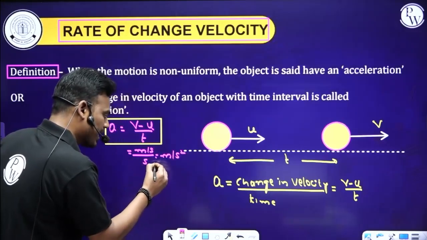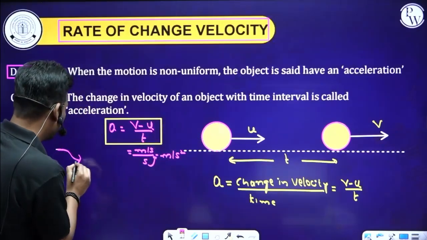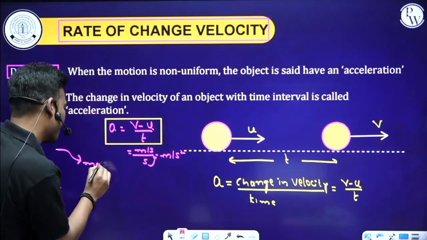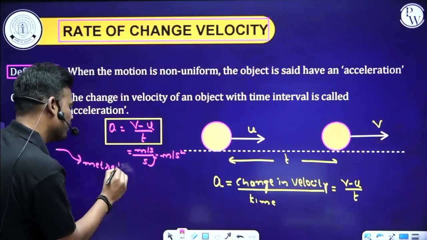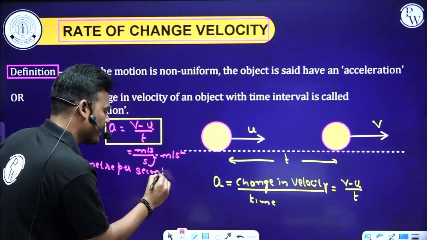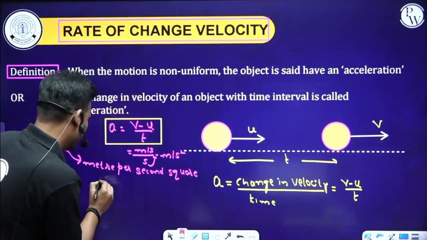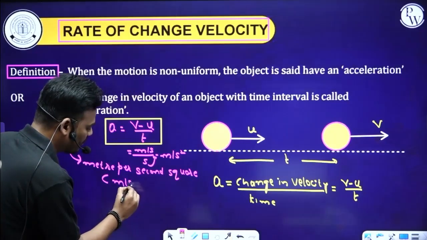Why? The second is also moving up, therefore second square. So here the SI unit is meter per second square. In short, meter per second square.